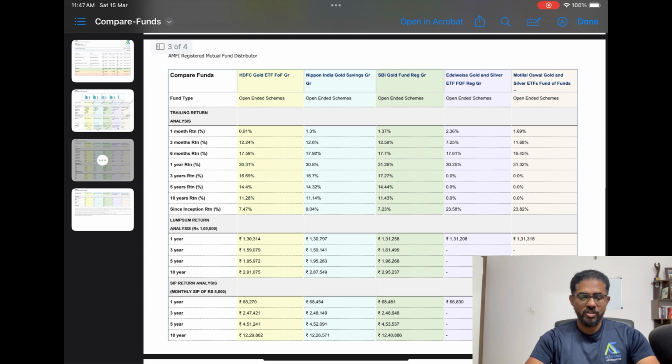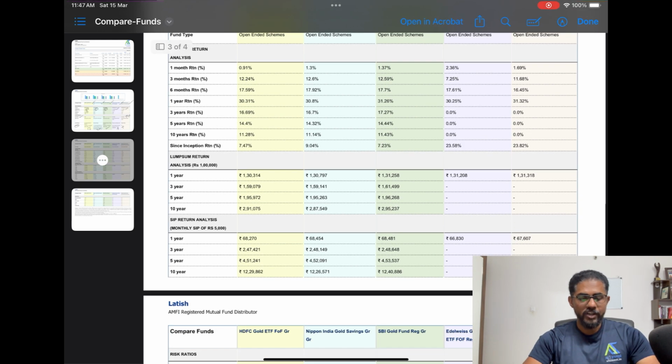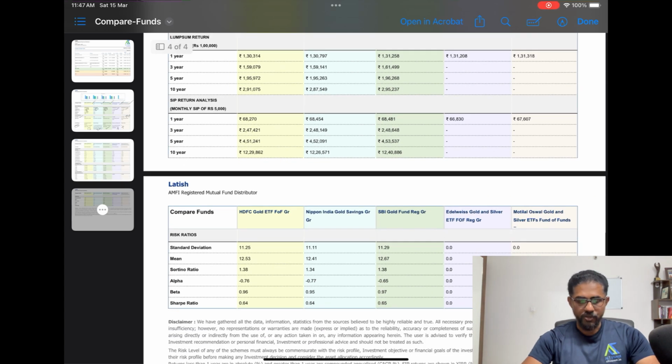Here is certain information about the returns which each one of them generated. This is just an overview. We will get into the details of the returns as we go along in the video as well.